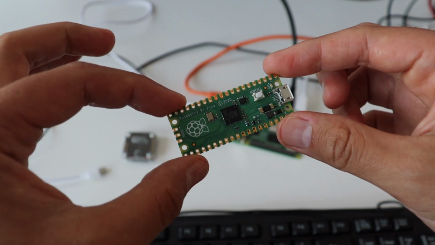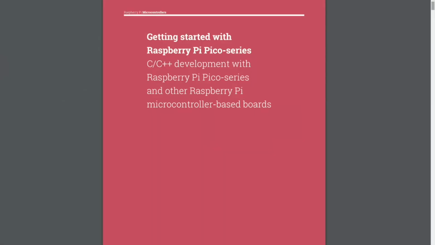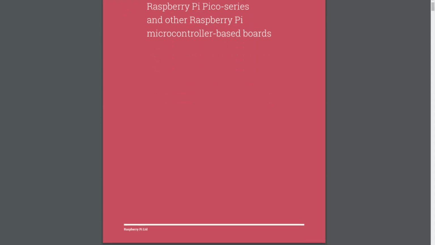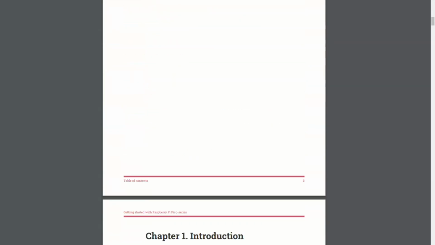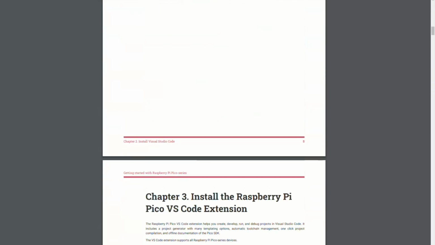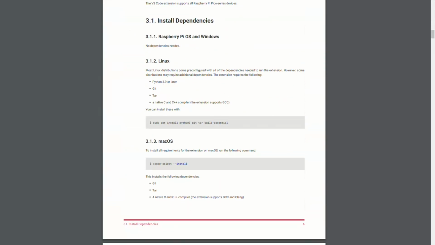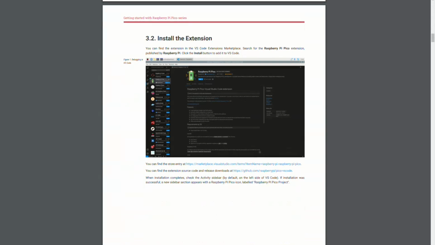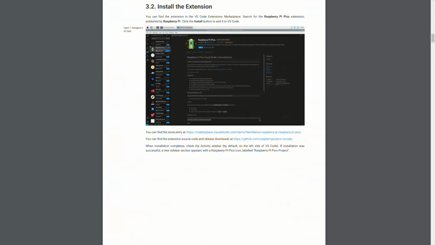Please note that the official Getting Started guide for Raspberry Pi Pico explains how to install Visual Studio Code and after that how to install a Raspberry Pi Pico extension in it. However, in this video, instead, I'm going to do everything from the command line without using Visual Studio. If you insist on using Visual Studio, check the link in the description of the video to the Getting Started guide.